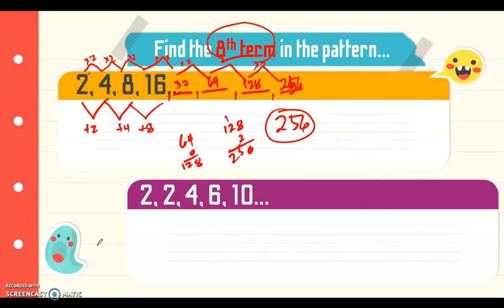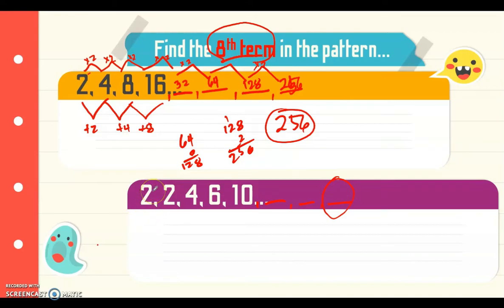Last example, we have 2, 2, 4, 6, 10. And we will find the 8th term. So we only have 5 terms here. We need 3 more to find the 8th term. So this is what we're looking for. But we need to find the numbers in between until we reach the 8th term. So what is our rule here?